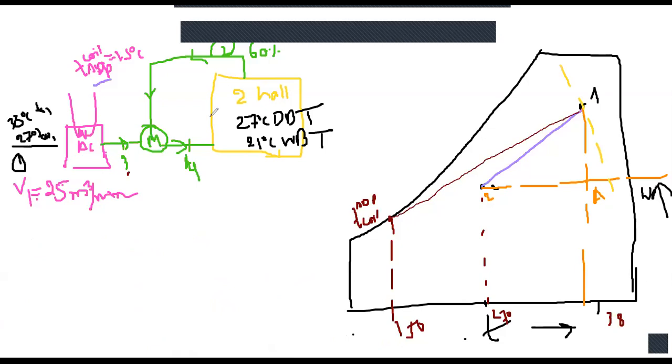Now in the question, two parameters are also given: sensible heat load and latent heat load. Sensible heat load is given 46.5 kilowatt and latent heat is 17.5 kilowatt. Okay, due to infiltration we get sensible heat, how much amount?